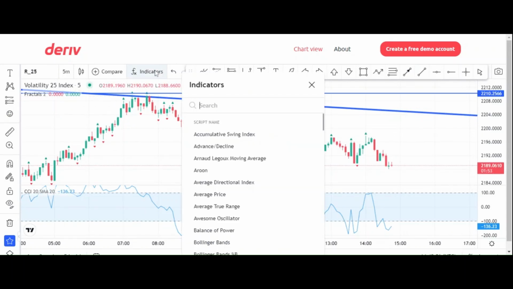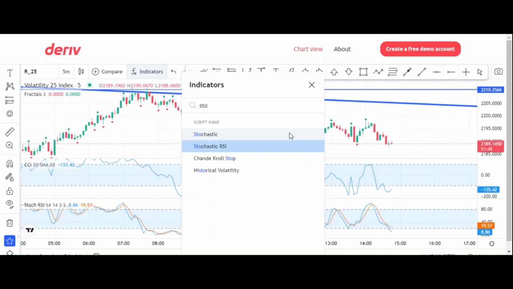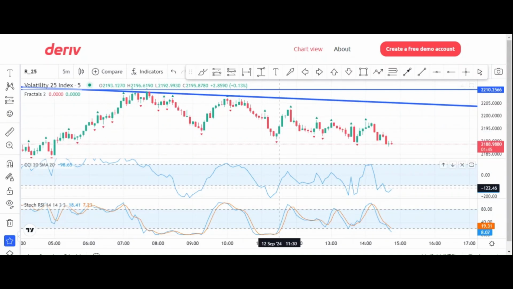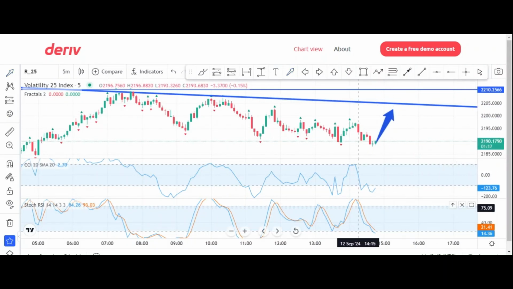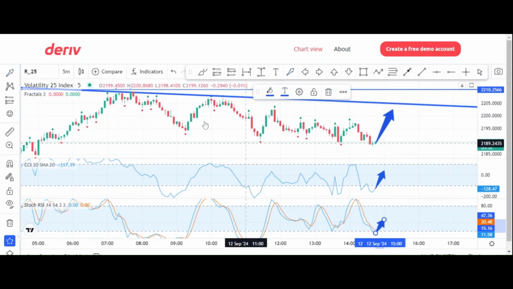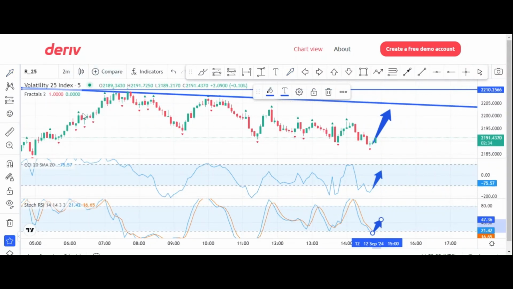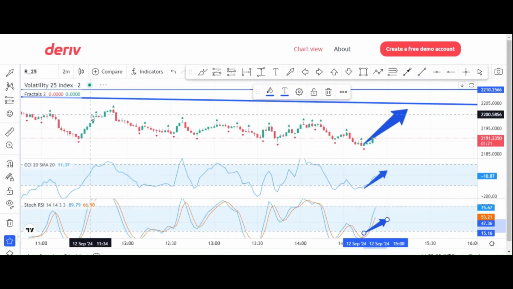Stochastic RSI. This indicator is great for spotting potential trend reversals or continuations. You can see here that when the stochastic RSI is above 80, it indicates overbought conditions, and when it's below 20, it indicates oversold conditions. These signals can be powerful when combined with other indicators and support/resistance levels. Using these indicators in combination allows us to enter trades confidently. As you can see on the screen, I'm using a combination of these indicators to decide on a rise or fall trade with a shorter duration of 3 minutes or 2 minutes for scalpers.